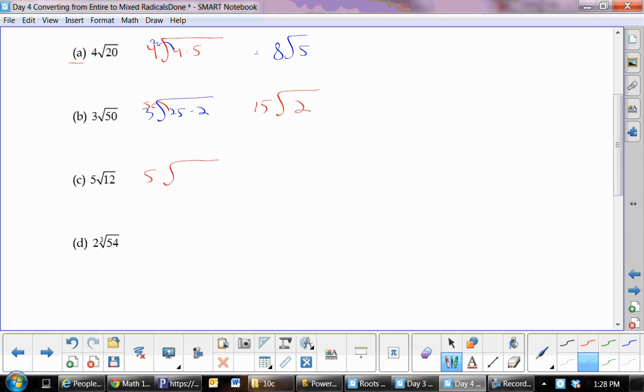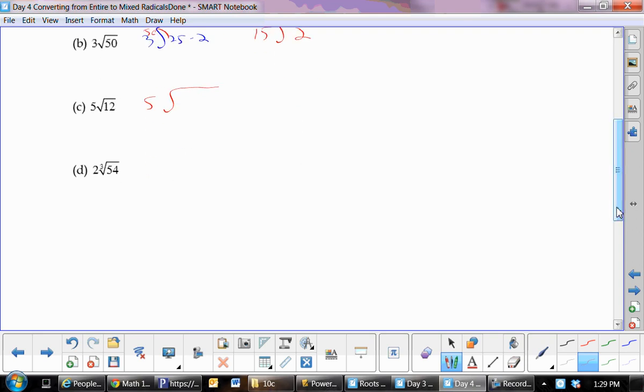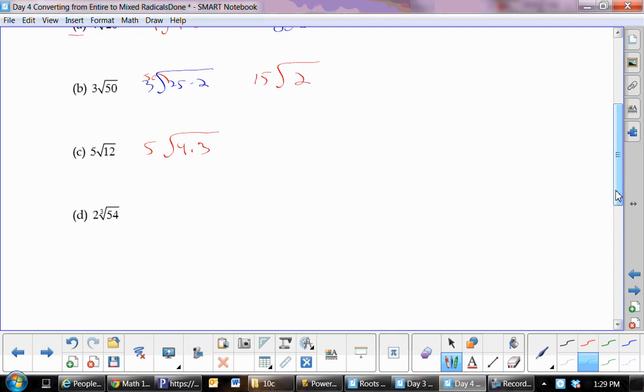5 times 12 is 4 times 3. What's wrong? B or C? 25 came out. 3 double 5. There's a 3 up there already. 3 times 5 is 15. Okay. The 4 is coming out to become a 2. 2 times 5, 10 root 3.